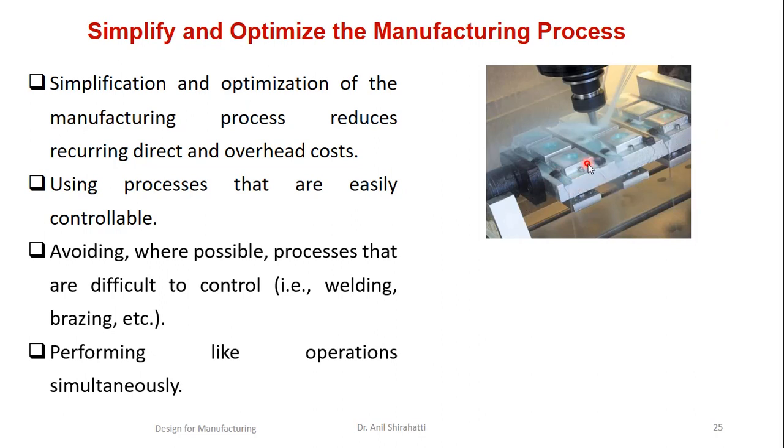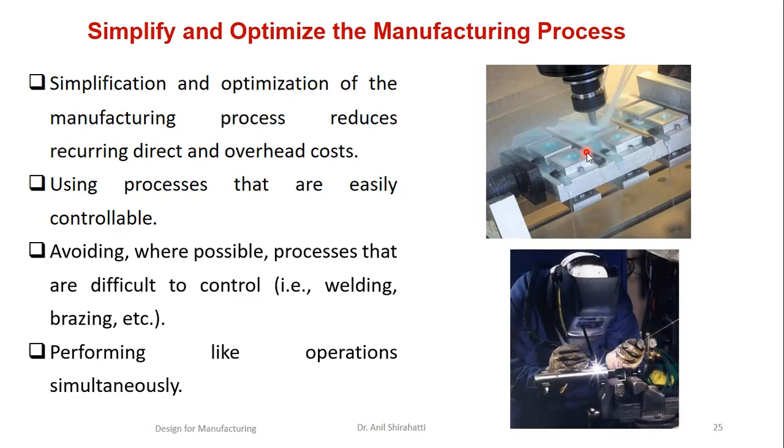And if you are doing drilling on one vertical milling machine, then milling on another, the chances of doing wrongs will increase, because every time you are going and doing the setup at other machines, setup time is increased, and also the probability of making mistakes is increased. Additionally, we should avoid wherever possible processes that are difficult to control, for example welding and brazing. Okay.